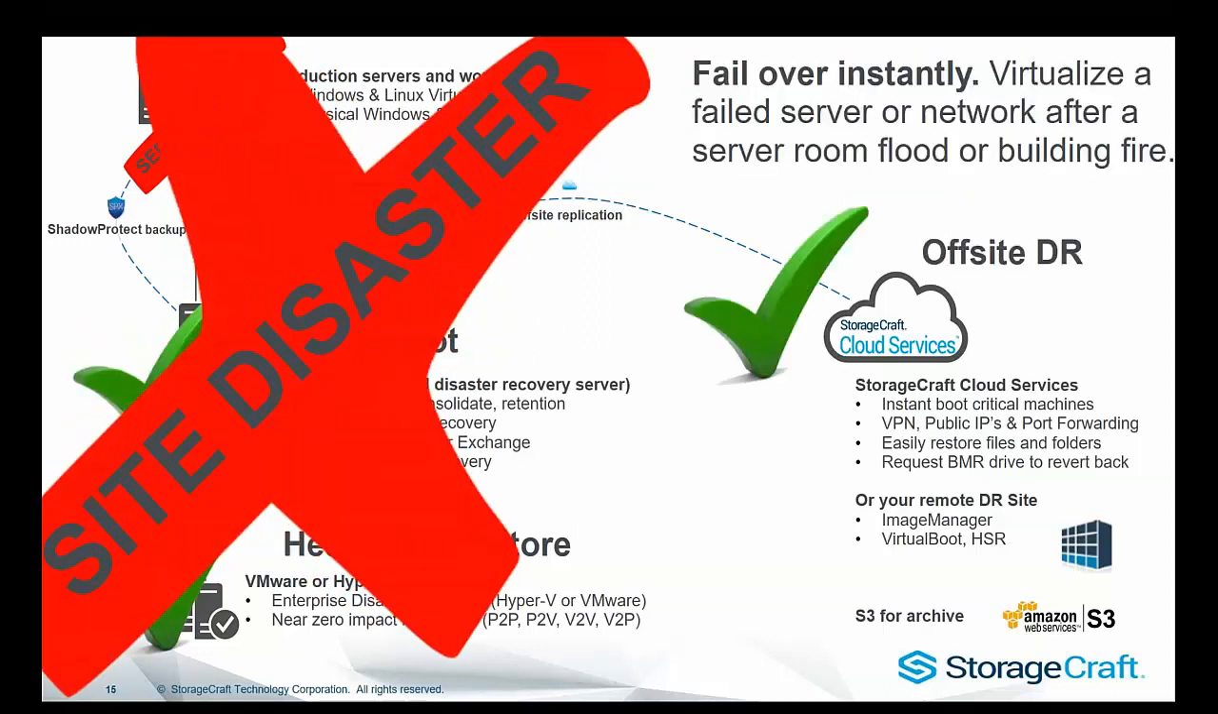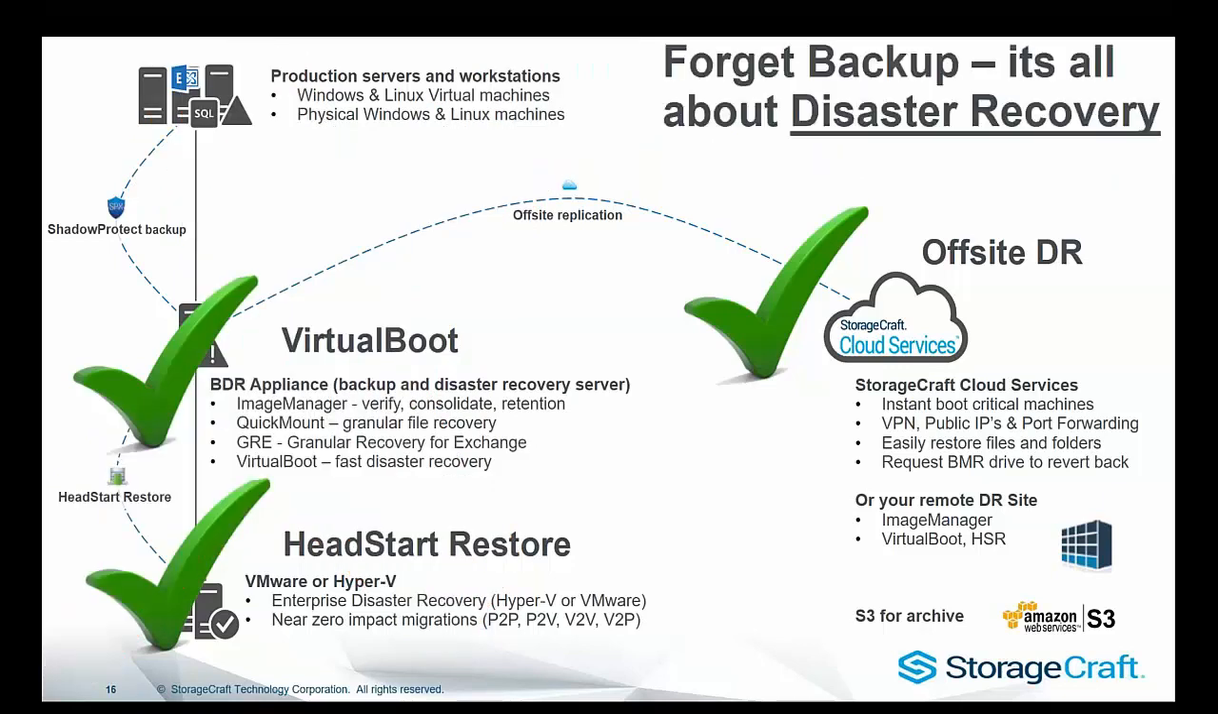So we have a site disaster. The idea is in the StorageCraft cloud, you log into a web page, single click of a policy, and we start booting up your entire infrastructure. If it's your own remote DR site, you've got your virtual boot or head start restore options. If it's S3, that's more of your archive, not so much DR, but you could suck those images back out and perform a recovery with them as well. So that's the solution, giving you that type of coverage on-site and off-site.